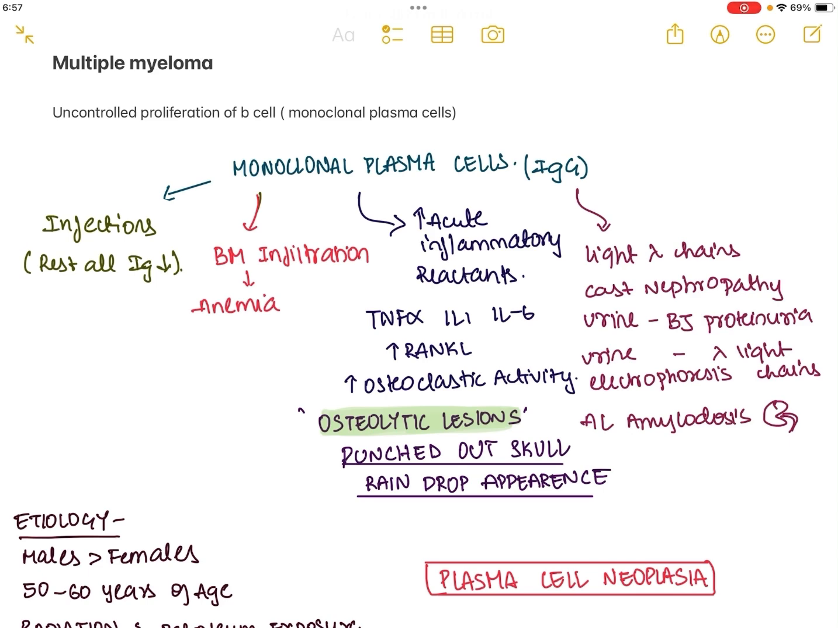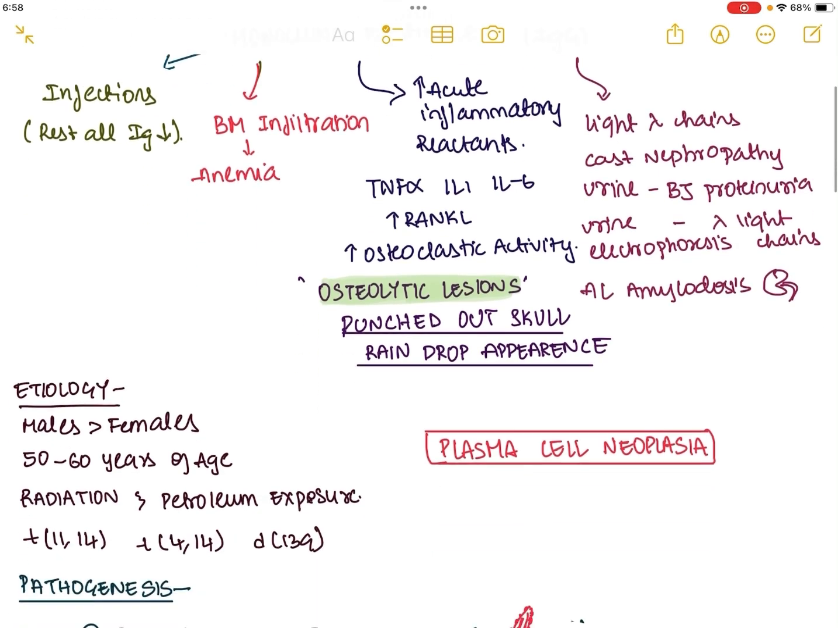Three points you have to remember in case of kidney. One, in the urine you will see Bence Jones proteins. Two, if you do electrophoresis of this urine, you can see lambda light chains. And third point about the kidney is cast nephropathy, and also AL type of amyloidosis. So this is the summary of what we are going to talk about in multiple myeloma. Now let's actually talk about the topic.